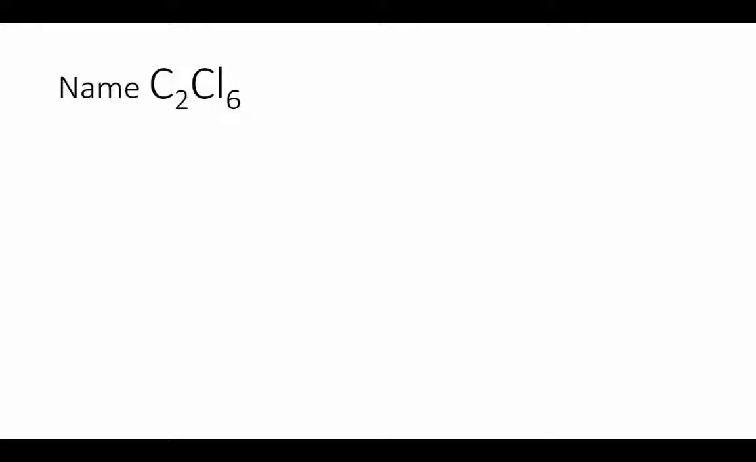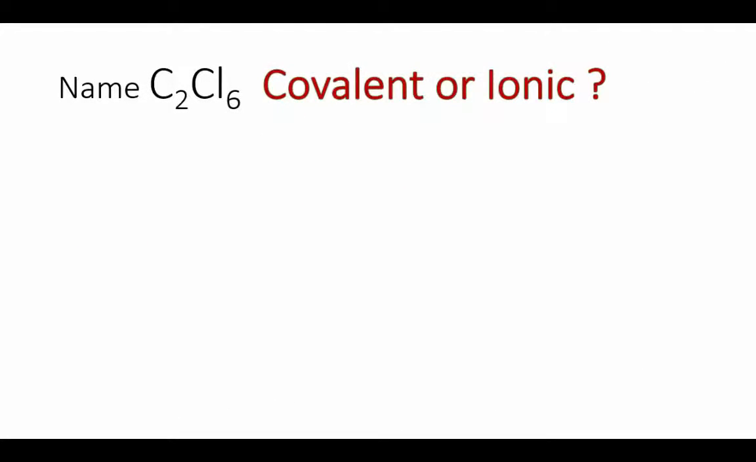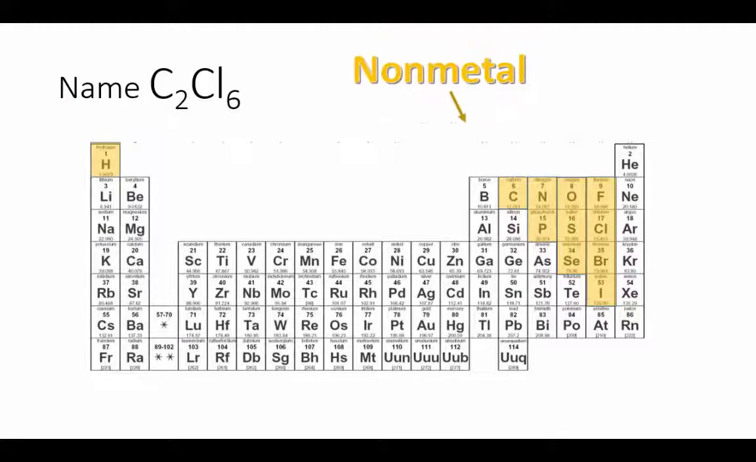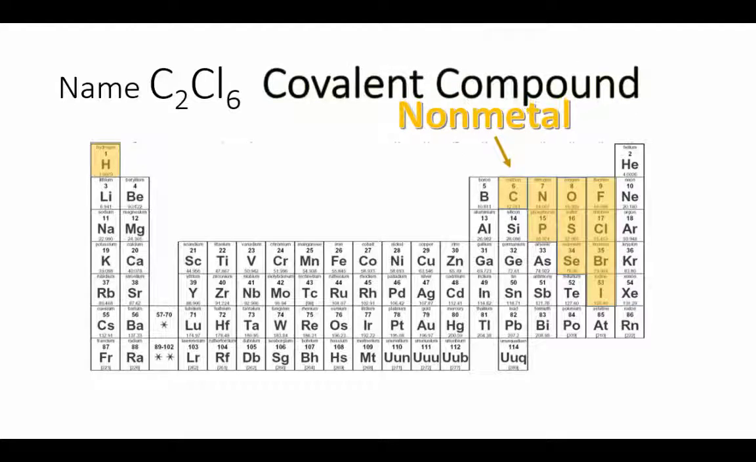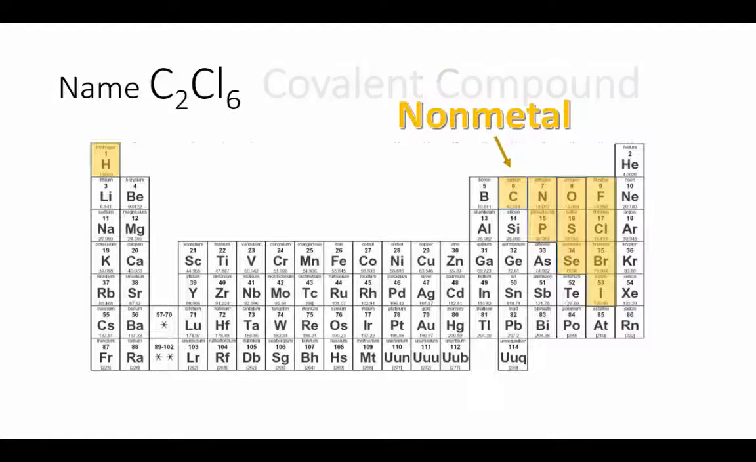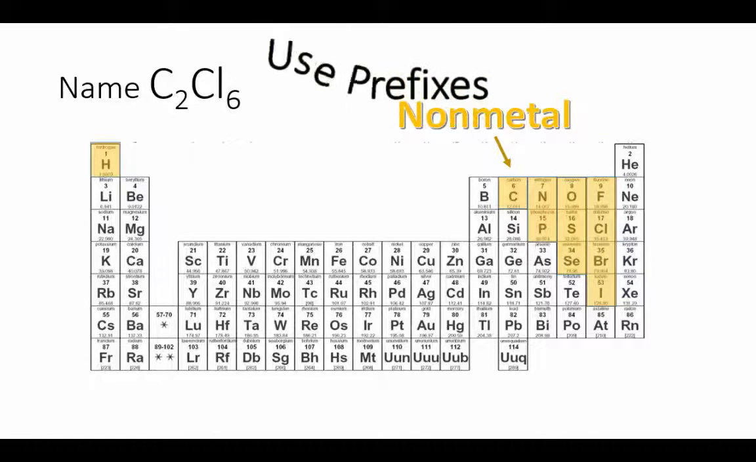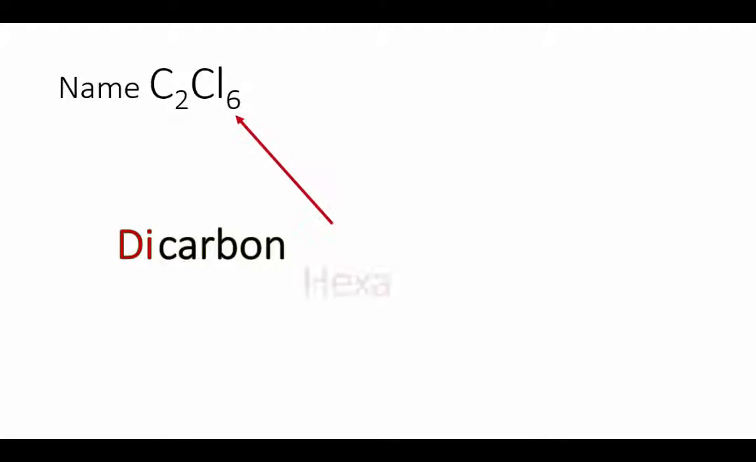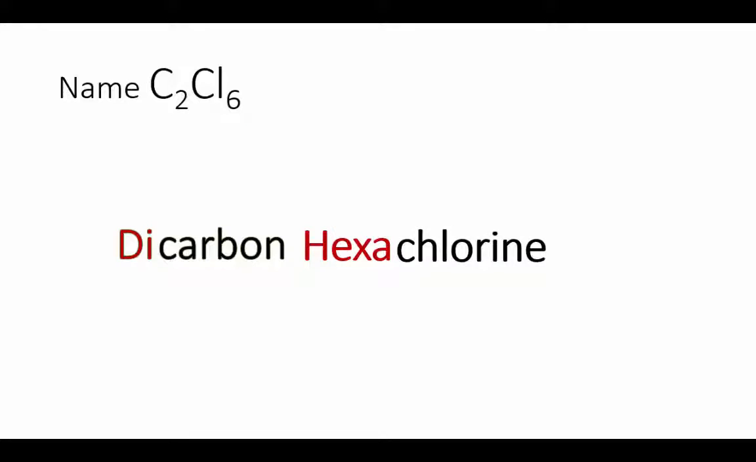Our next example, is it ionic or covalent? We're going to look at the first element. The first element is carbon, and carbon happens to be a nonmetal. That means this is a covalent compound. So we're going to use prefixes to name this compound also. There's 2 carbon here, so we're going to use the prefix di and say dicarbon. There's 6 chlorine, so we're going to use the prefix hexa. And remember, we're going to change chlorine to chloride, so this compound is called dicarbon hexachloride.